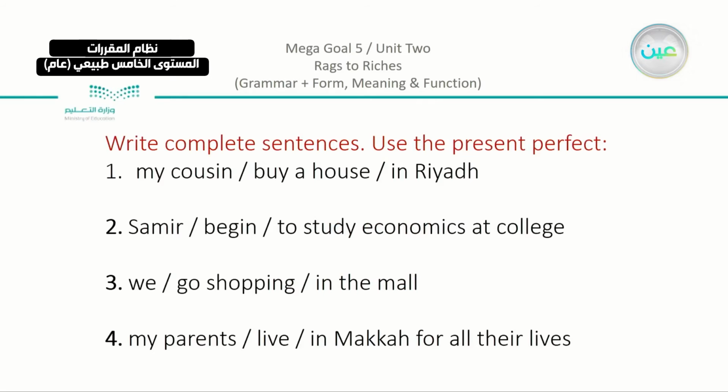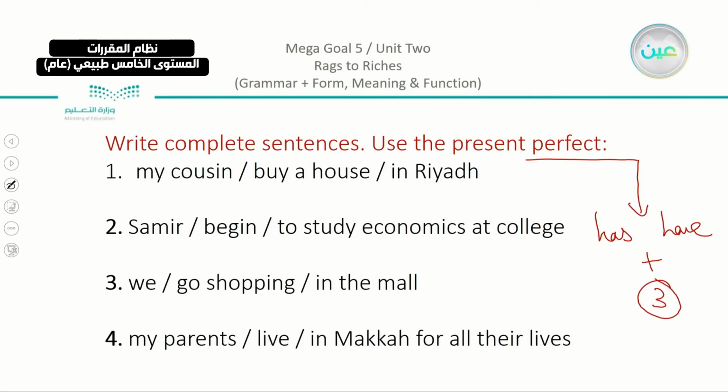Now the first one: write complete sentences using the present perfect. Now the present perfect, before we start, let's agree that since we have here the word present perfect, it means that I'm going to use either has or have plus the past participle. So it can be clear.